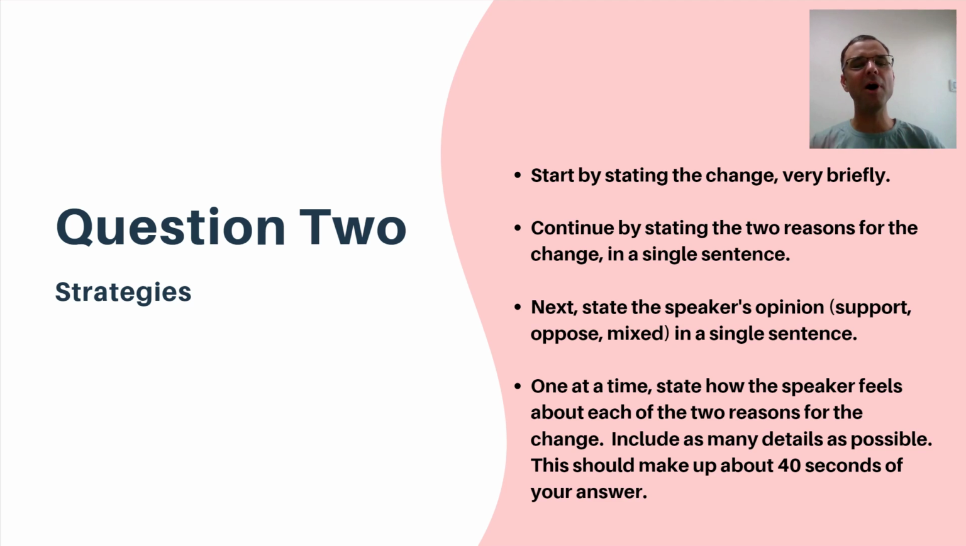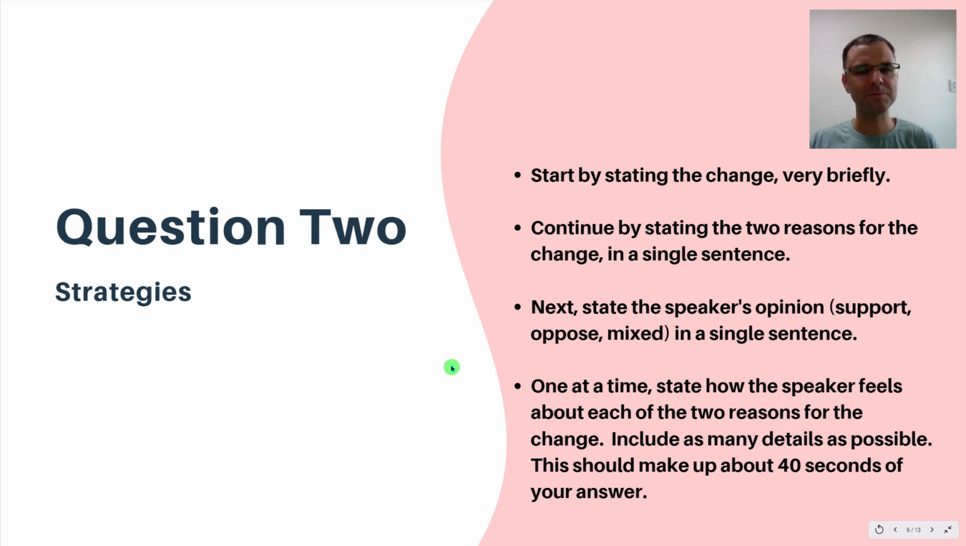And then the bulk of your answer. One at a time, you have to state how the speaker feels about each of the 2 reasons for the change. You should include as many details as possible. Basically, all of the details from that conversation are probably relevant. This part should make up about 40 seconds of your answer.